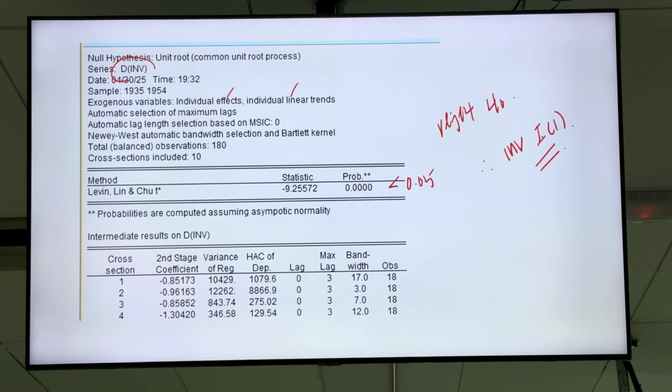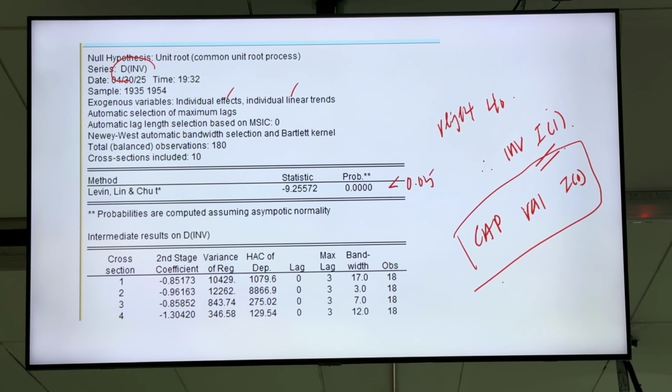So what does I1 mean? Investment is I1. Then you pray, right? You pray hard that my CAP and BAL are also I1. Then only there is no spurious regression. If your CAP and BAL are not, then there is an issue here already. You have a mixture of I1 and I0 series, and you're going to have a spurious regression if you do not account for it.